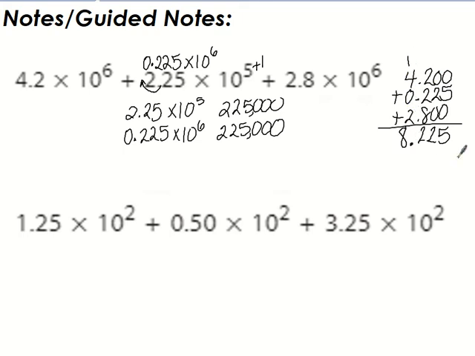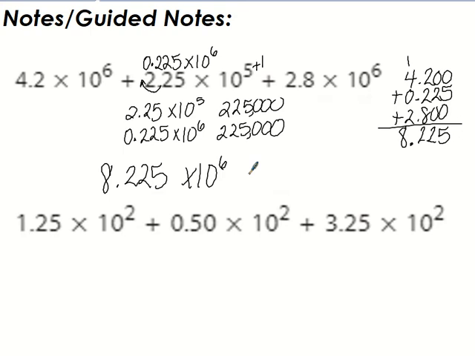So we rewrite our number that we just got, 8.225, and we just go times 10 to the 6. We keep our base and we keep our exponent. We don't have to change it back. We don't have to do anything after, as long as our number is still between 1 and 10 in scientific notation, which it is in this case.